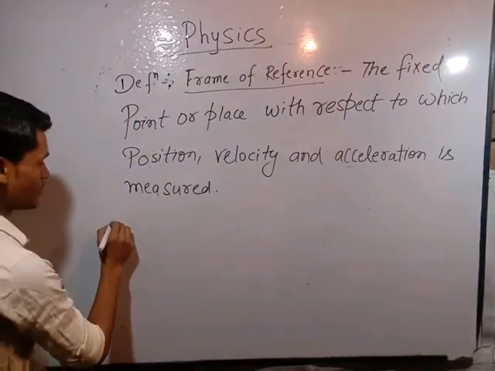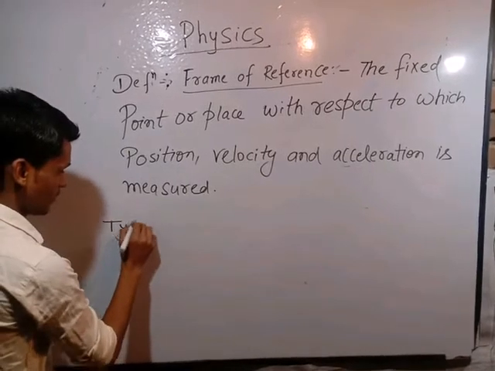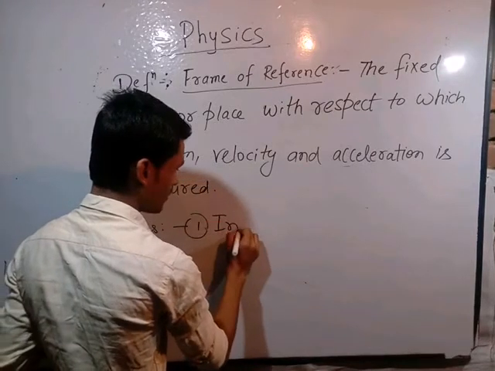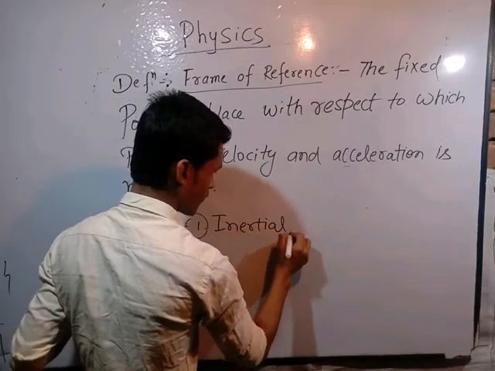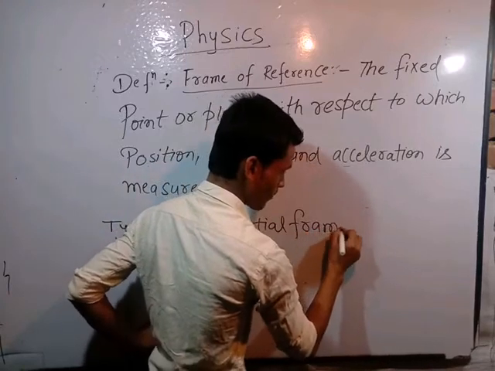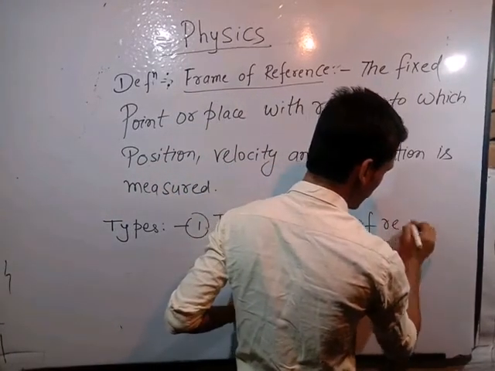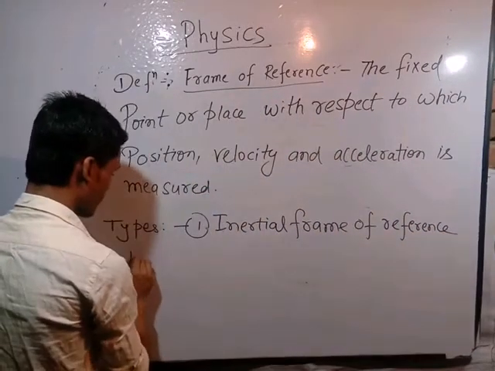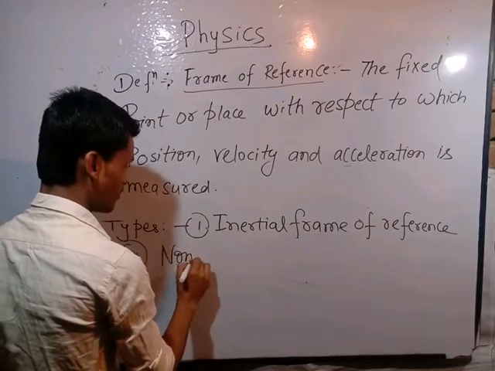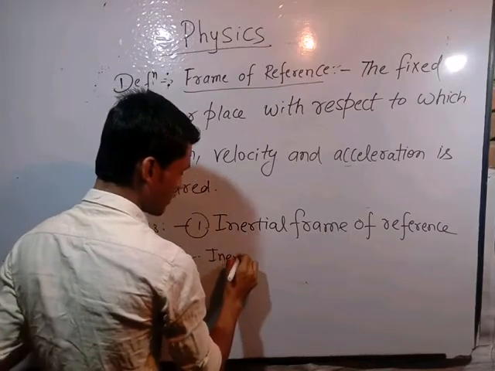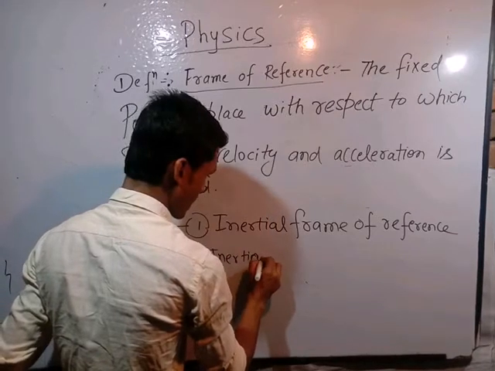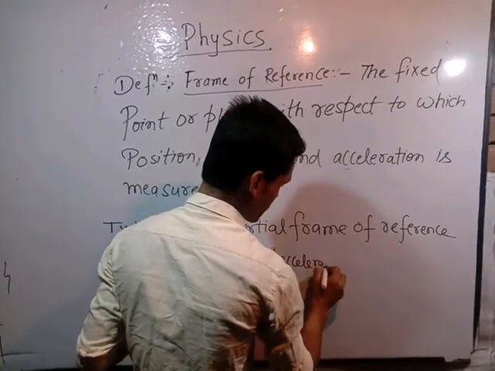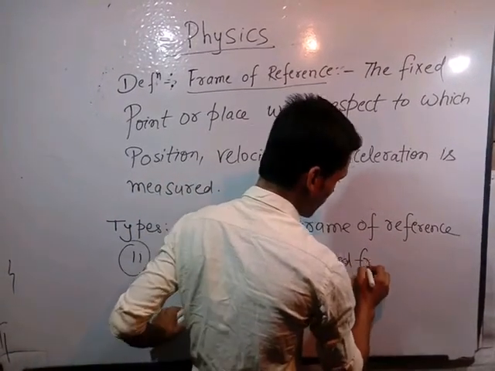Next, types. First type, inertial frame of reference. Number 2, non-inertial or accelerated frame of reference.